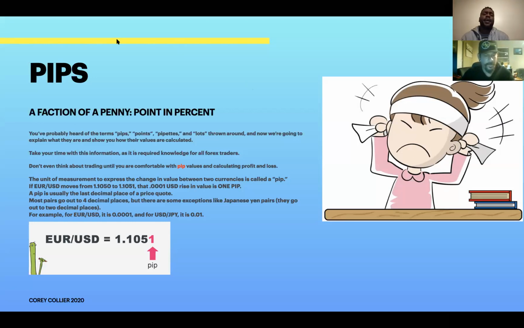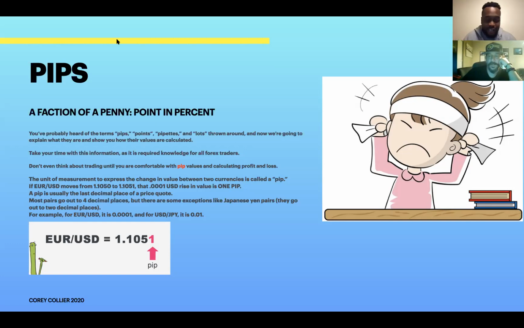Because it's imperative to understand that all these pips don't have the same value. The value of a pip on USD CAD is different from the value of a pip on GBP AUD, and different from the value of USD JPY. If you don't understand that, you're going to heavily mess up your risk management. This is why I include this, because risk management is the second biggest part of trading behind psychology.